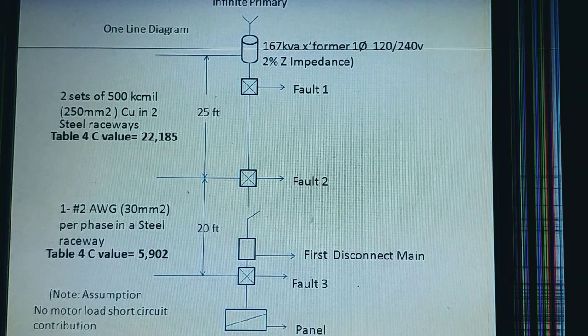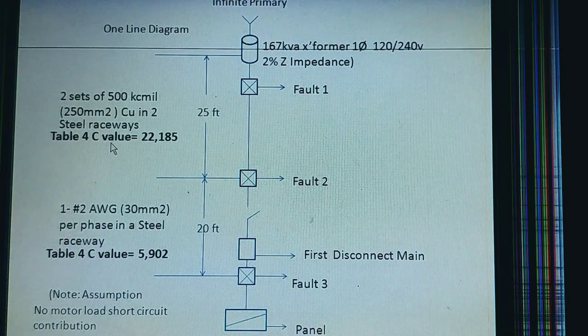Okay, we have the transformer specs here: 165 kVA, single phase center tap, actually 120/240, and the impedance is already stated here in the specs. And we have fault 1, fault 2, and fault 3, so three fault locations here. And we also have the conductors that were used here, 500 kcmil, 250 in steel raceways.